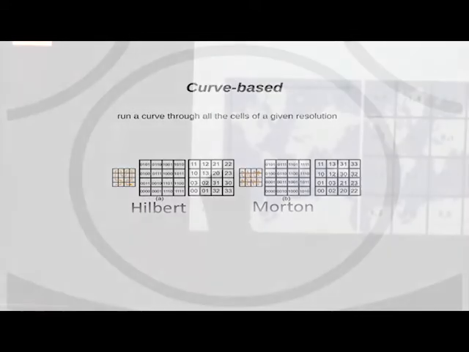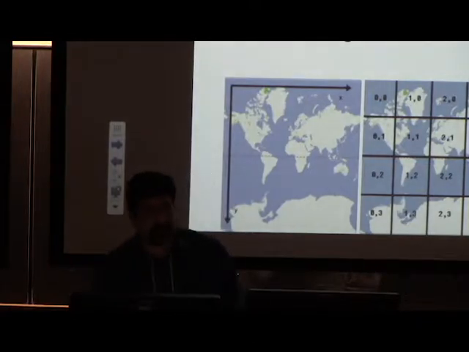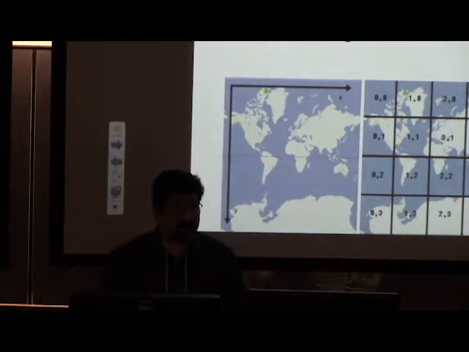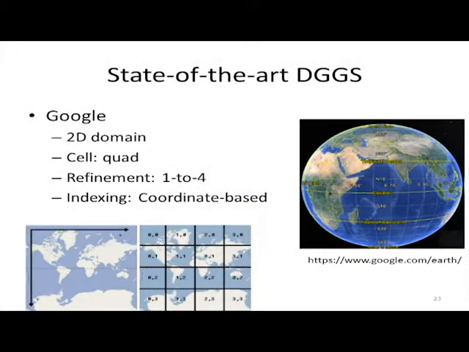So let's see some of the state-of-the-art DGGS systems. The famous Google Earth is a digital Earth system, and it was developed right after Al Gore's talk. We started with Keyhole, and then the technology was acquired by Google. Google Earth uses only one single 2D domain and uses quad cells. Refinement is 1 to 4, and indexing is coordinate based.